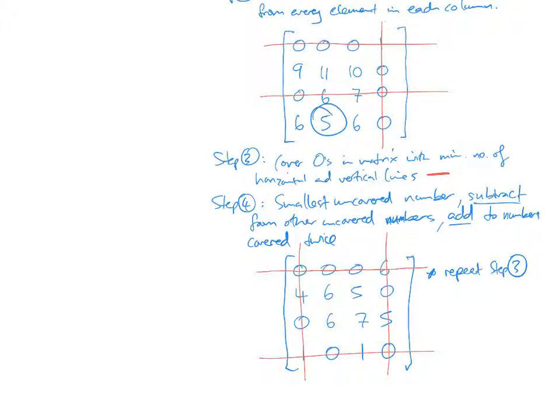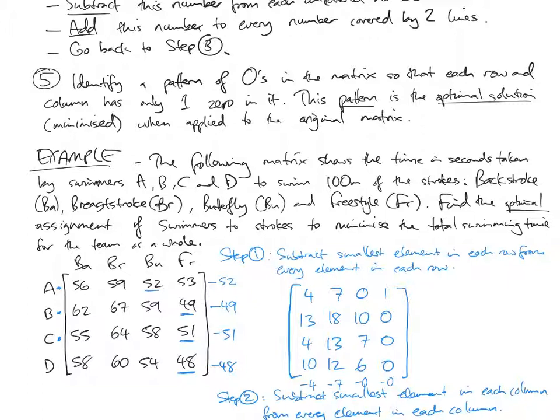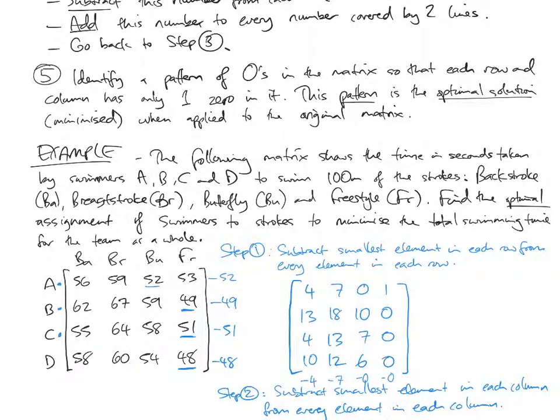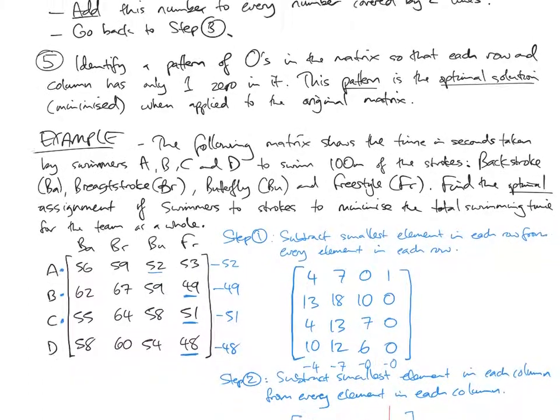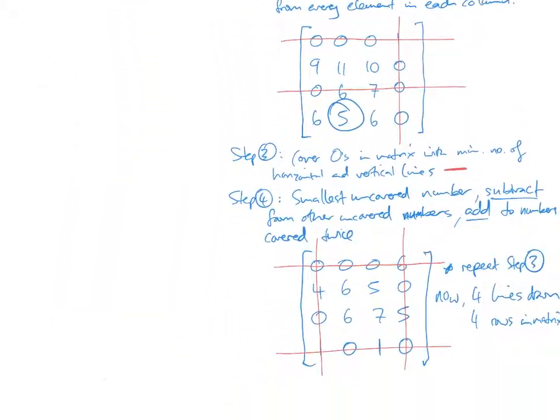So now I have 4 lines drawn, 4 rows in matrix. So I can skip to step 5, which is identify a pattern of zeros in the matrix. So each row and column has only 1 zero in it. This pattern is the optimal solution, the minimized solution when applied to the original matrix.